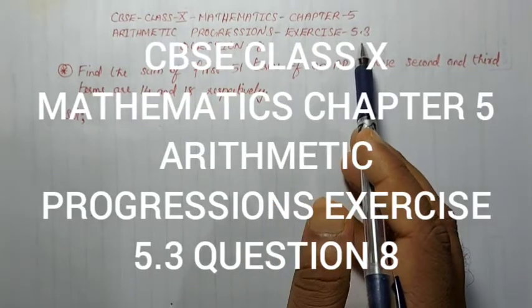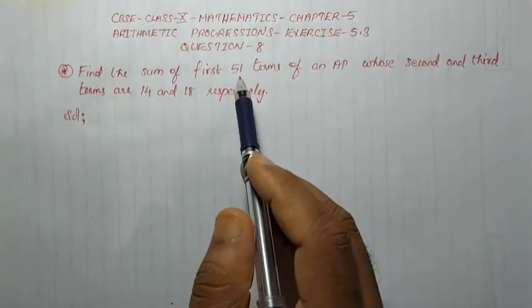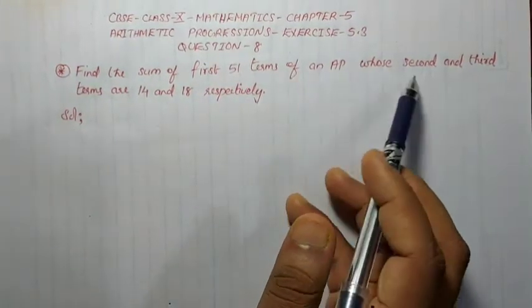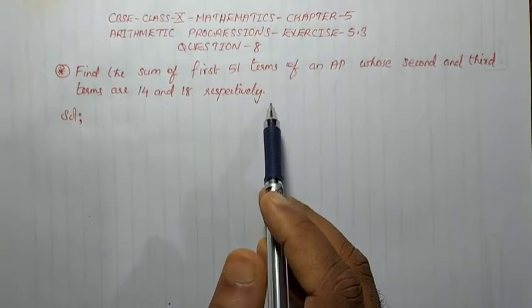Exercise 5.3, question number 8. Find the sum of first 51 terms of an AP whose second and third terms are 14 and 18 respectively.